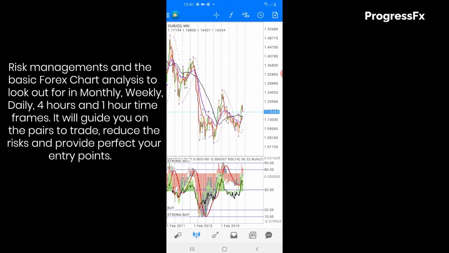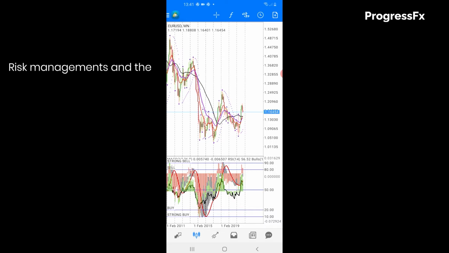The second session will be what to look for on a weekly basis in the Forex market once you open your chart, and the third will be what to look for on a daily basis in the market. The fourth will be what to look for every 4 hours in the market, and the fifth one will be the things to look at every 1 hour in the market to guide your entry points.